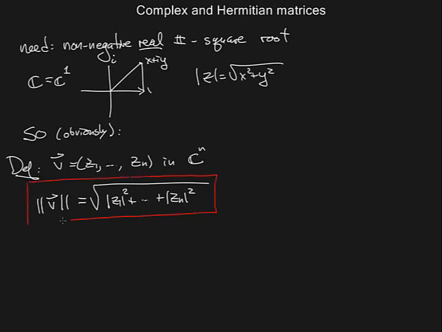Now that's a decent definition. The thing on the inside is a non-negative real number, and so it has a unique non-negative square root. And to be explicit, this thing is x1 squared plus y1 squared plus dot dot dot up to yn squared, and the square root of that whole thing, if you write each zi as xi plus i yi.